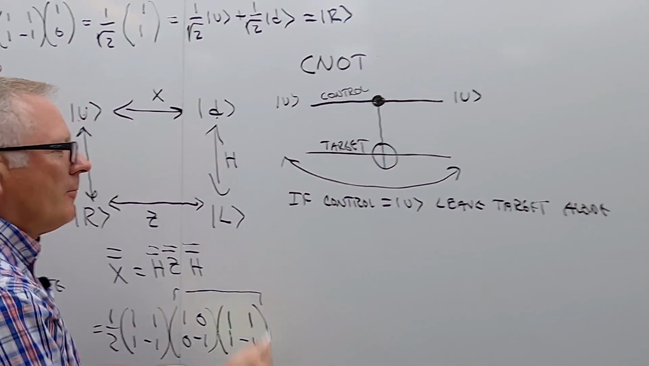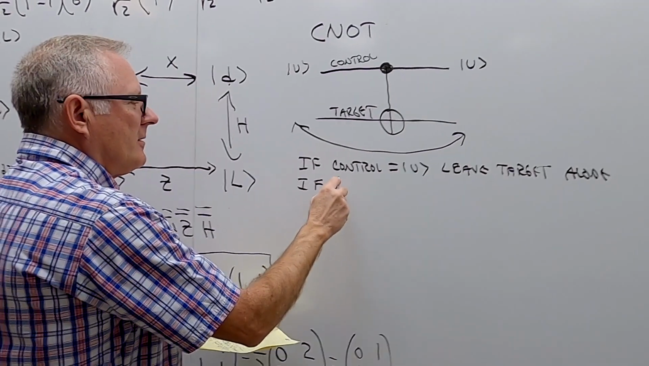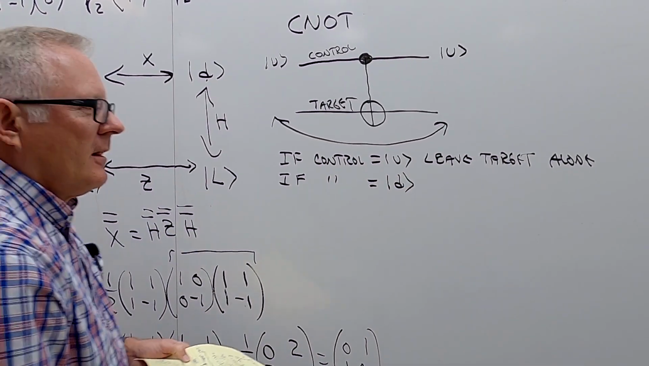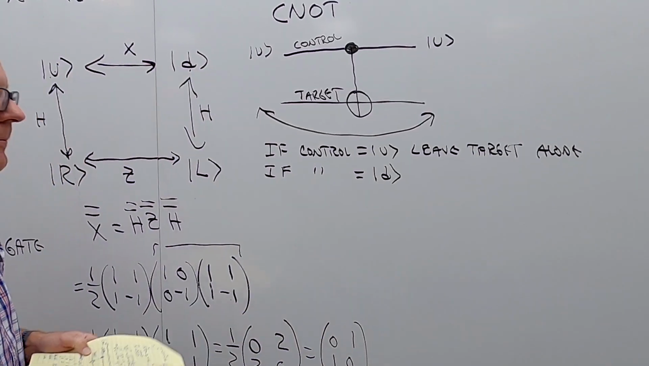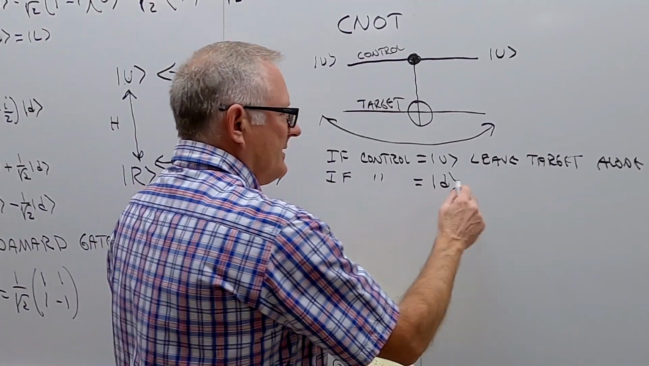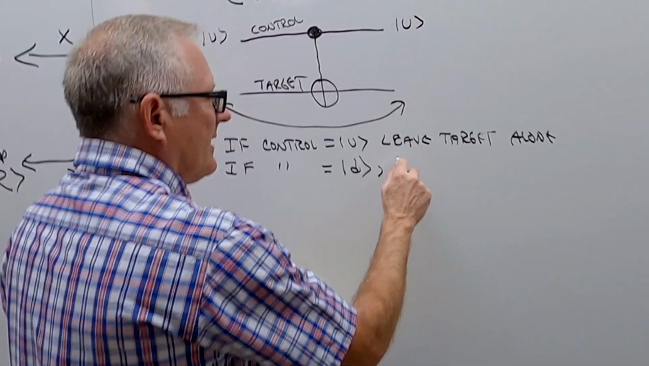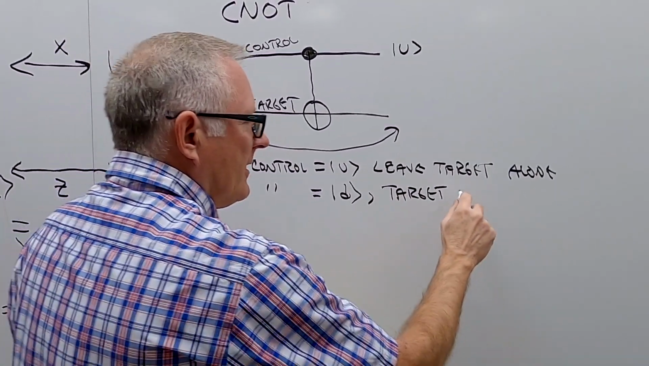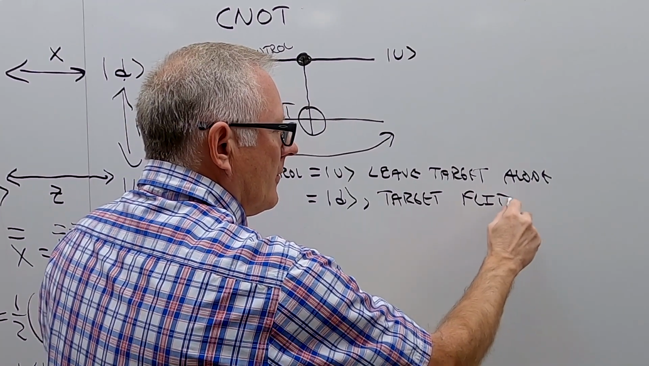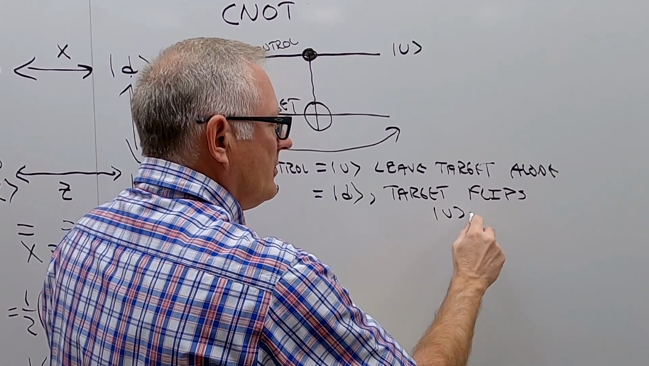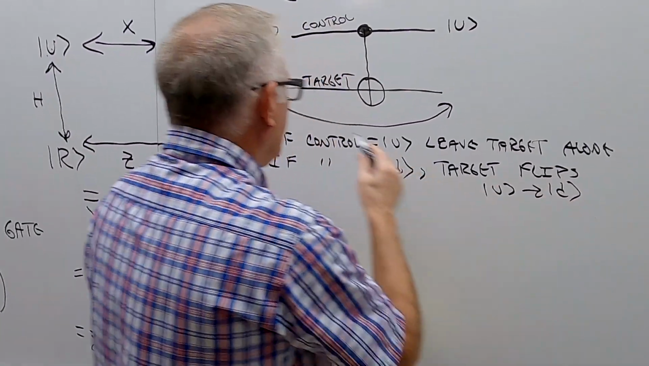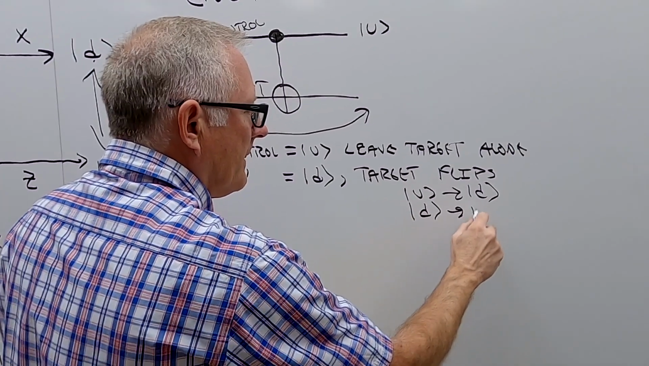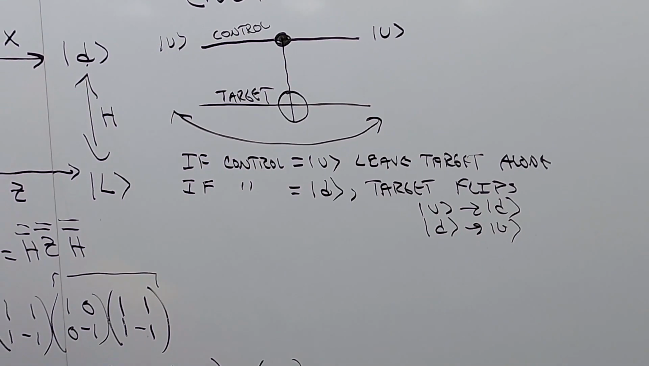Okay. But if the control is down, then flip the target. That is, if this is then up, then the target flips. What does that mean? It means up goes to down. So if this was an up, this would go to a down. If this was a down, it would go to an up. That's all that does right there.